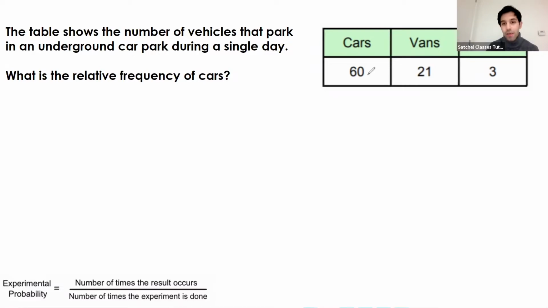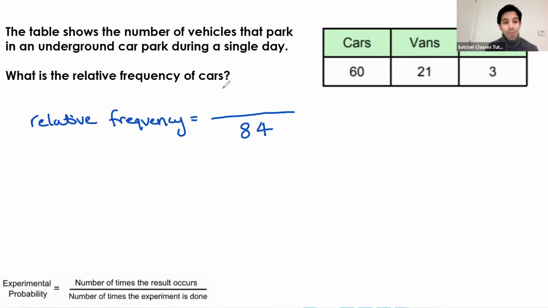Now in the context of this question, we want to look at the number of cars and vehicles that have parked in this car park. So the relative frequency will be the number of cars over the number of times the experiment has been done, or the number of vehicles that have parked up. So that's going to be 84. And how many of them were cars? So 60 cars out of 84. So the relative frequency is going to be 60 over 84.